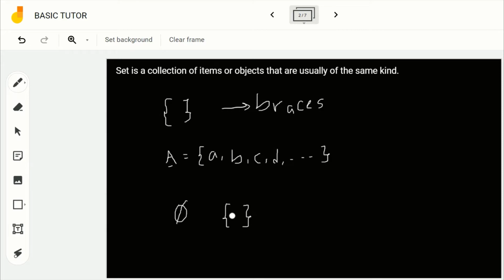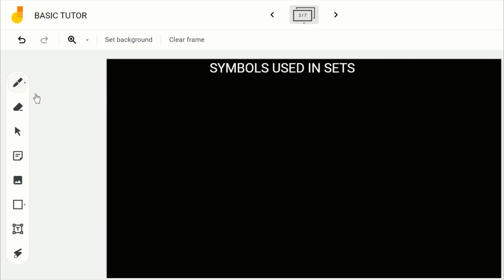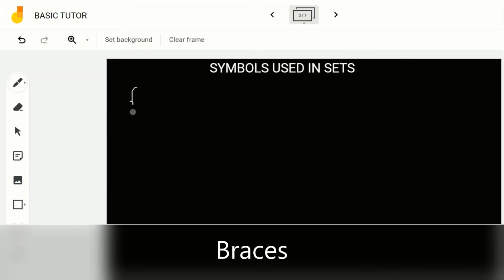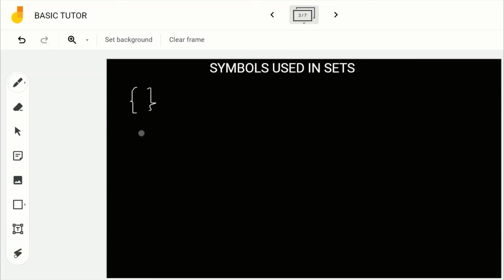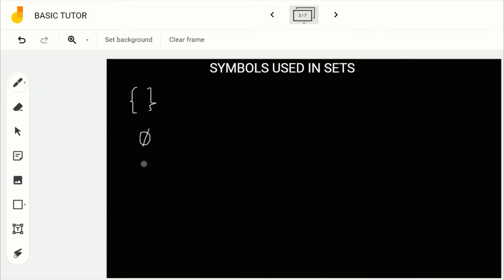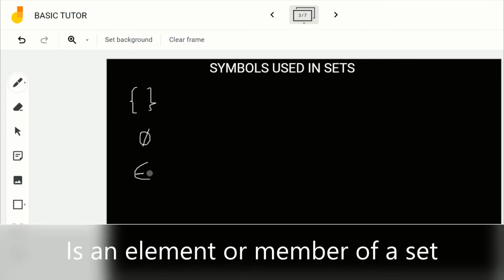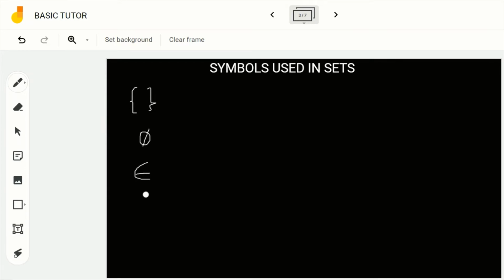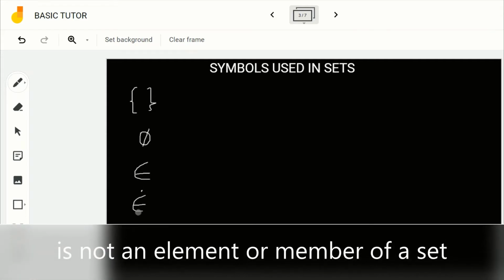Let's look at some basics of a set. Now we have some symbols used in a set. One is the braces. The braces is a symbol. Number two, we have this symbol, which is for an empty set. We have this symbol. This symbol is used when an element is a member of a set. Also, we have this symbol. This symbol is used when an element is not a member of a set.